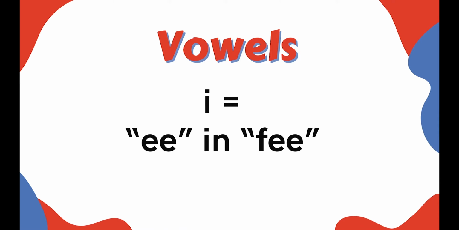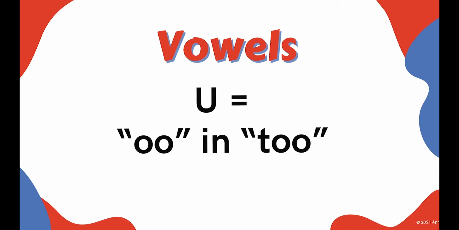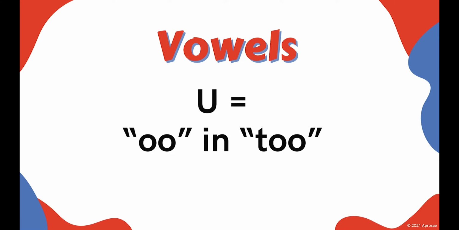I is pronounced E, as in fee. O is pronounced O-H, as in so. And U is pronounced oo, as in to.